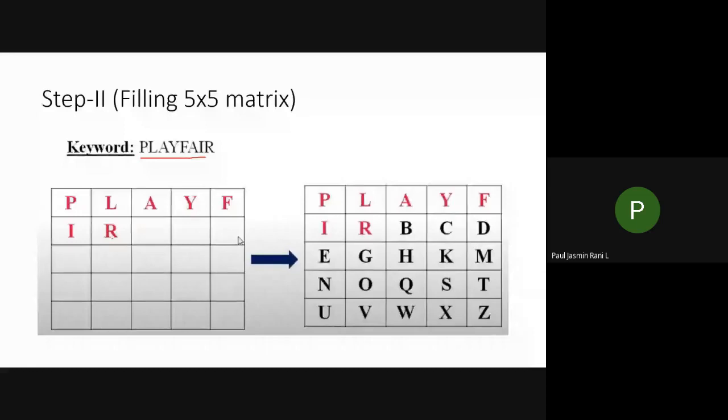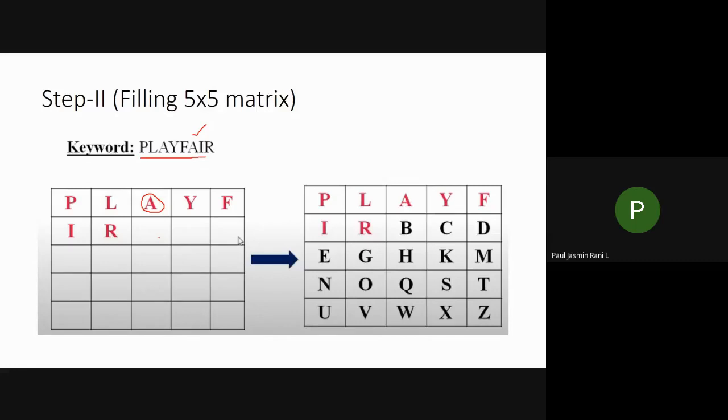Playfair. Why haven't you written your A? It is already there in your cell. You should not repeat your alphabets. So, in Playfair, you didn't write your A over here because it is already there in your matrix. Therefore, you should not repeat it once again. Then you have to write I, R. After writing this, you have to fill your remaining alphabets.